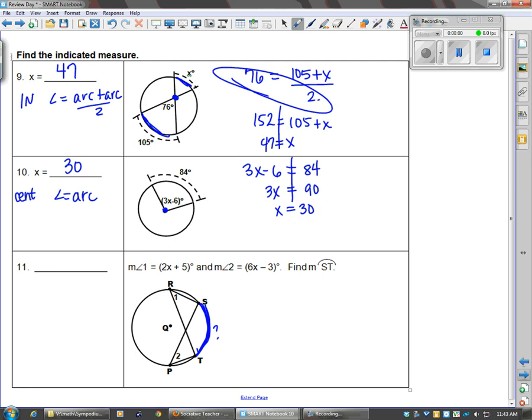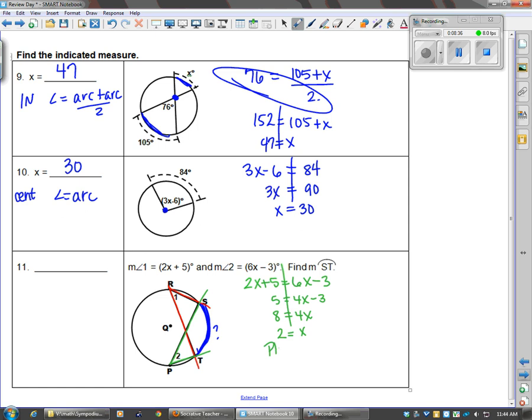Okay? First things first, you have to start noticing angle 1 intercepts arc ST. Angle 2 intercepts arc ST. Because they intercept the same arc, they must be equal to each other. So set the 2 angles equal. I'm going to subtract 2x, add 3, and divide by 4. I 100% guarantee 2 would be an answer choice on this problem. Not even close to finished.